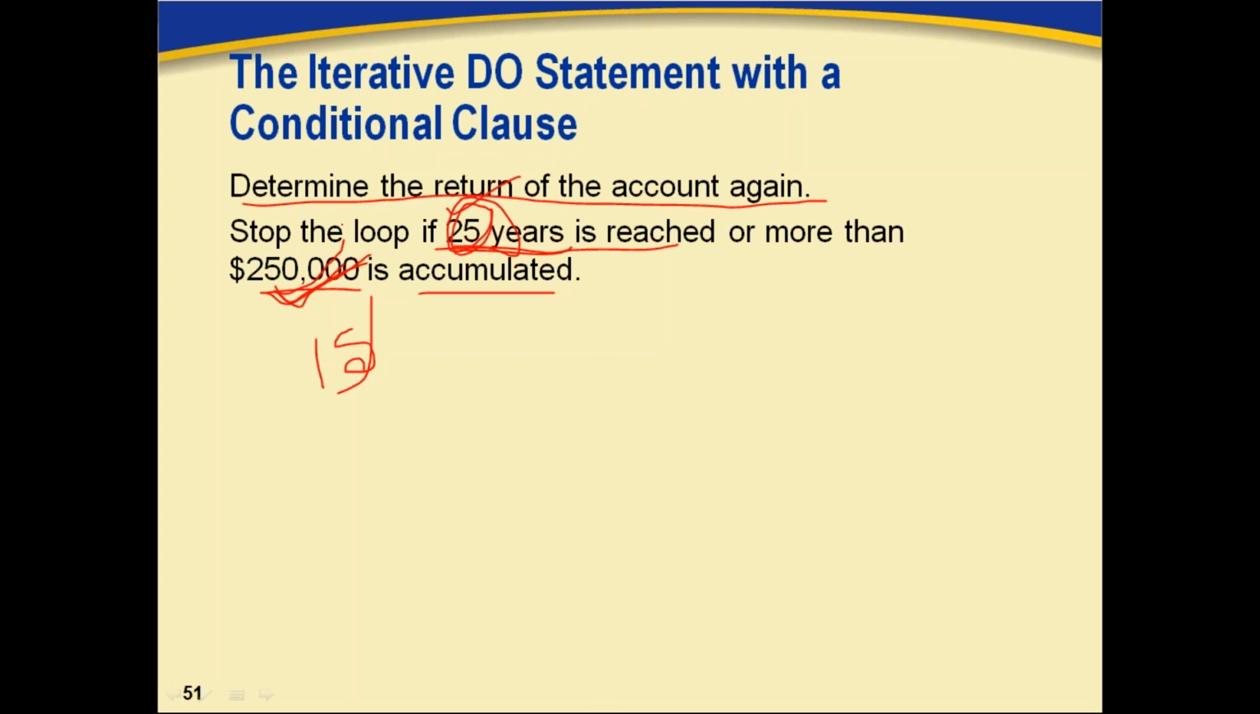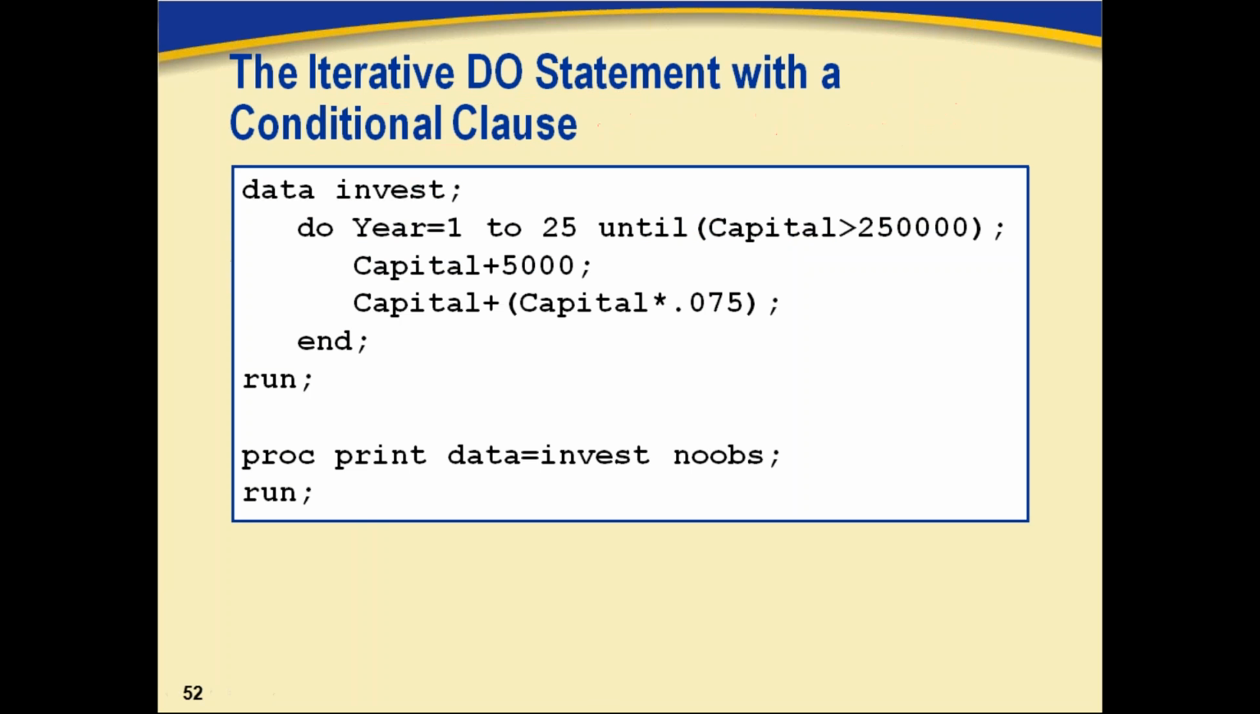So here you have to run the loop based on the condition. The iterative do statement with a condition clause: the iterative do statement is your do I equals 1 to 10. This is called an iterative do statement, because it will run for 10 times, meaning there are 10 iterations. In each iteration you'll check for the condition, whether it is $250,000 or not.